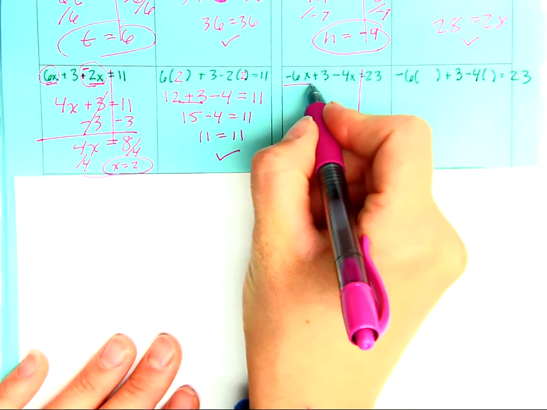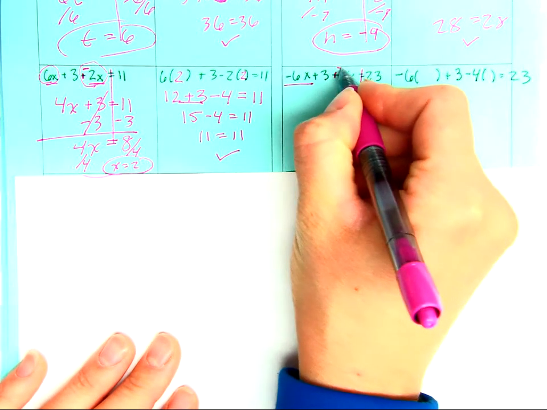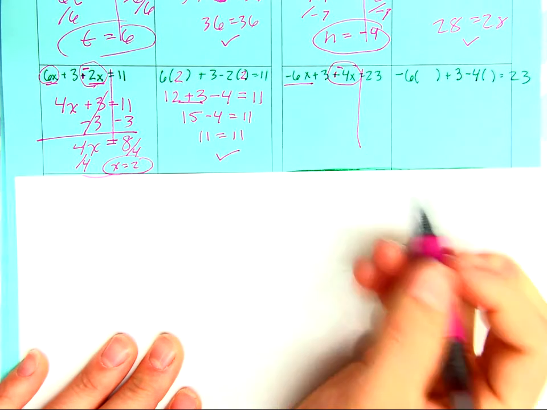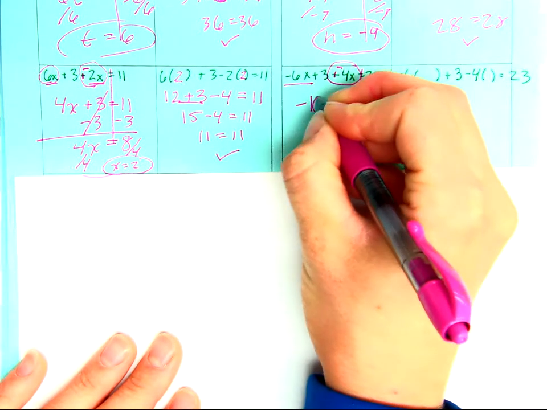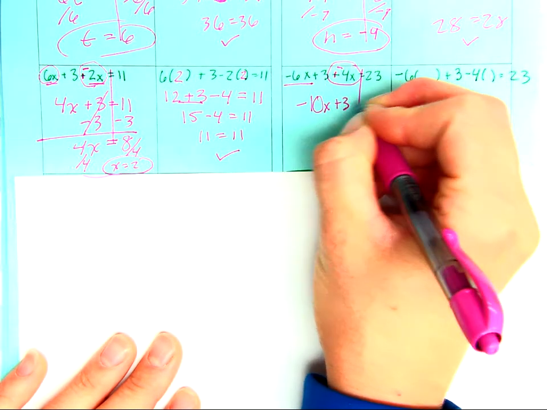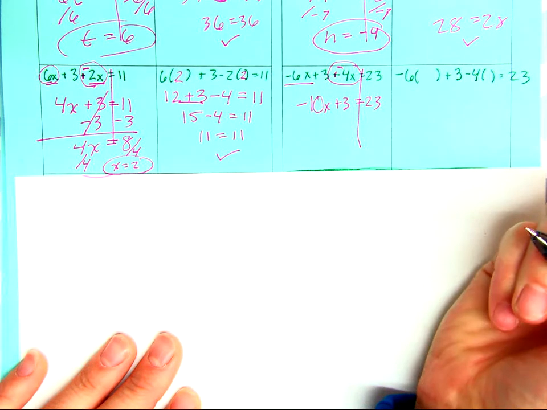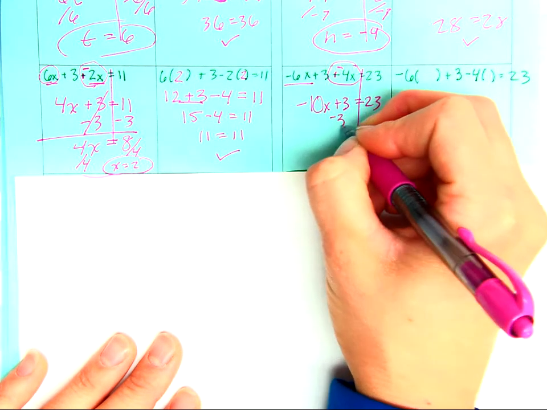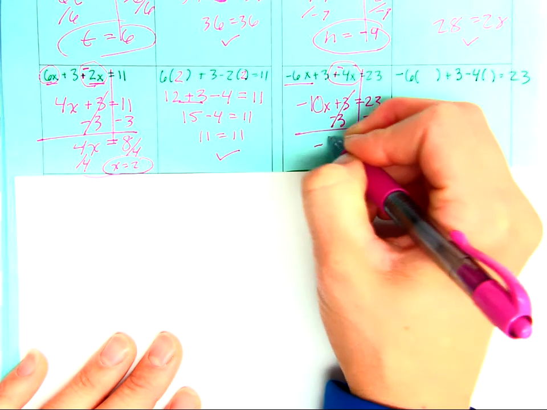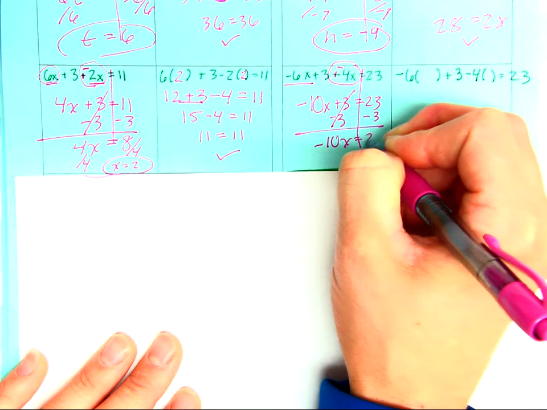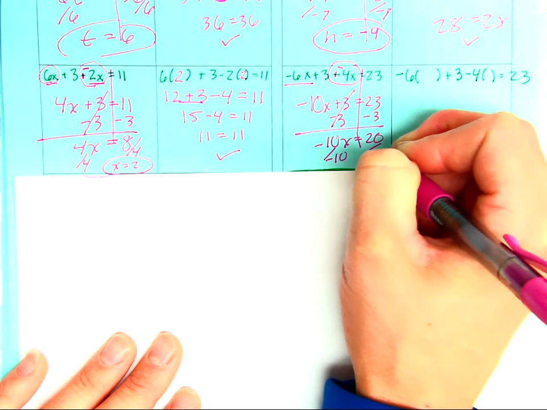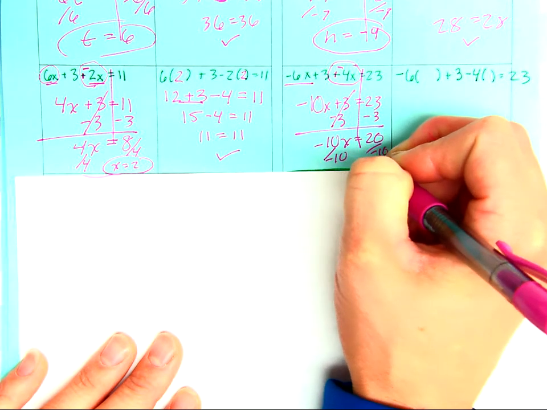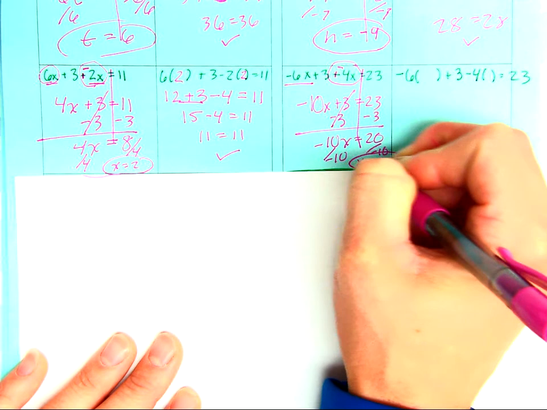So then I got negative 6 plus negative 4. That gives you negative 10x. Bring down that plus 3 again. It's just a 2-step now. Get rid of our constant. And divide by negative 10. X equals negative 2.